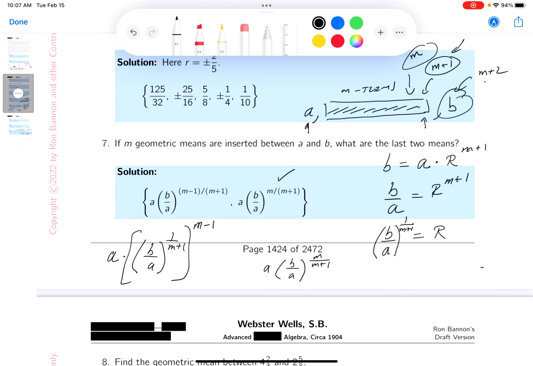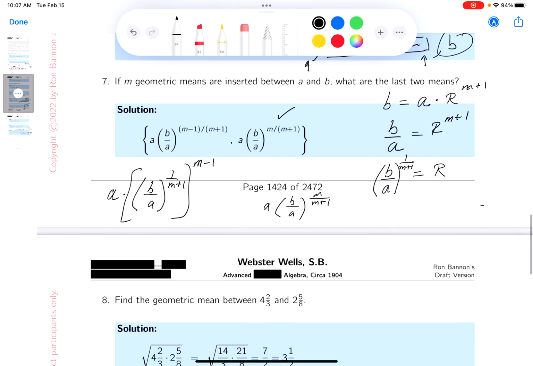Well, if you simplify that, it's really not that bad. I guess I should write that down too, by the way. We've already done this one. Let's do the other one. We're going to get A times B over A, and we're just using rules of exponents, and you get M minus 1 over M plus 1. All right? That's written right over here for you.